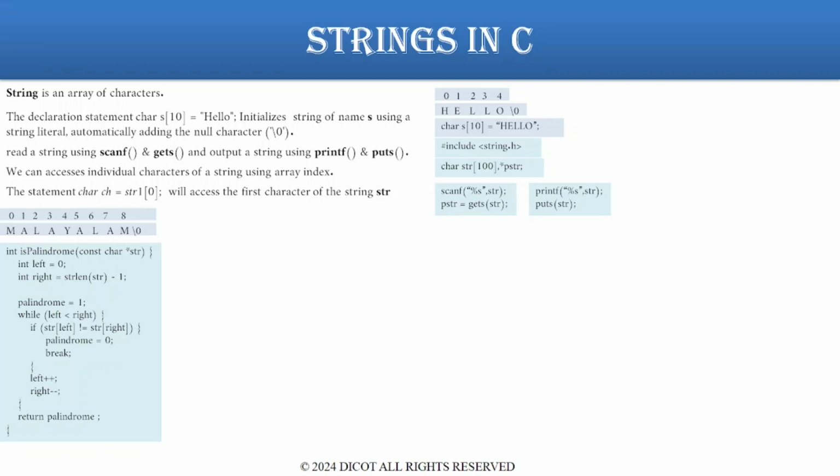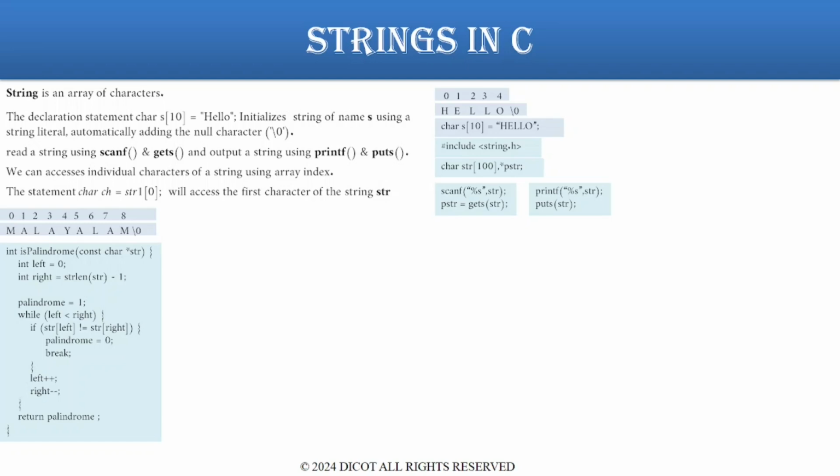Then in the second iteration, left will point to the second and right will point to the second last, and so on. In every iteration, we check to see if there is a mismatch by comparing the character at the left index with the character at the right index. If there is a mismatch, the variable palindrome is assigned a value 0 and we break the loop.